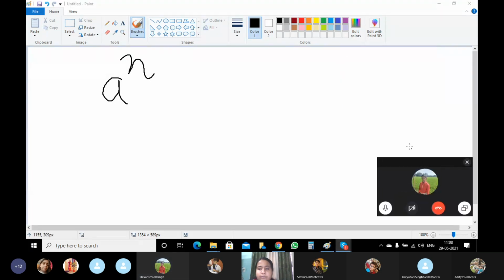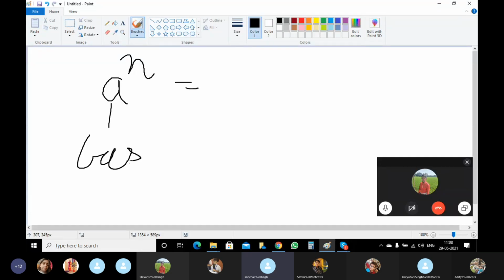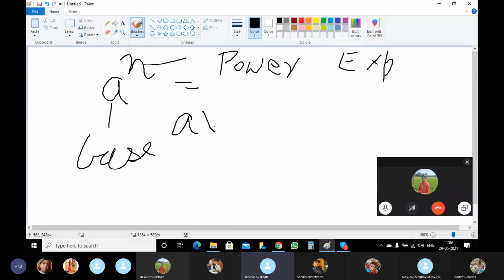Okay. So what is this a? A is the base, right? And n is the power, or the other name is what? Exponent. Good. Now, one more thing. This a^n means we are multiplying a how many times? n times. Yes or no? Yes, ma'am. Right?